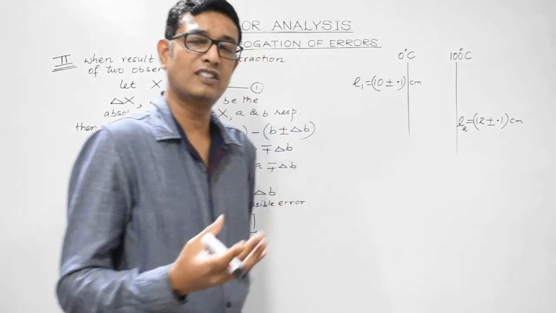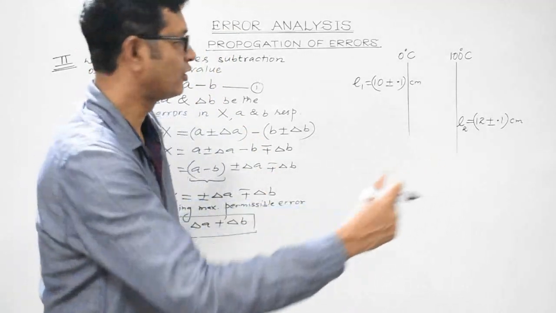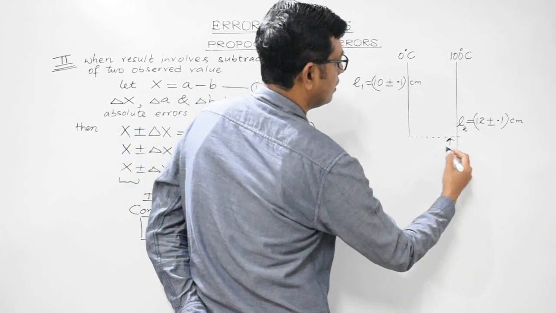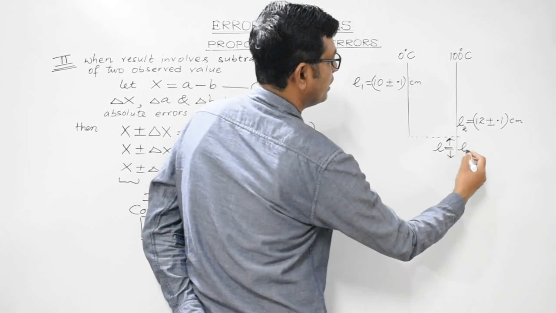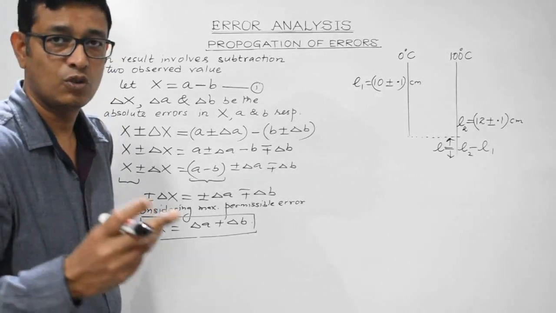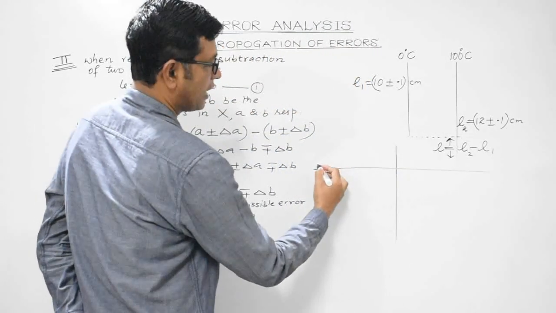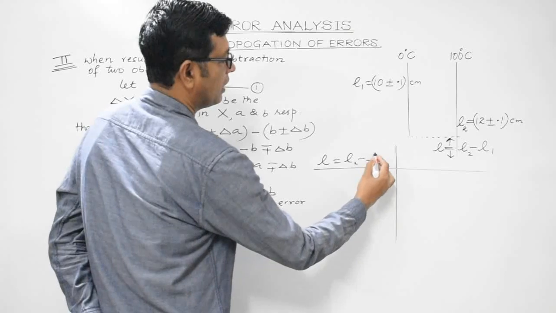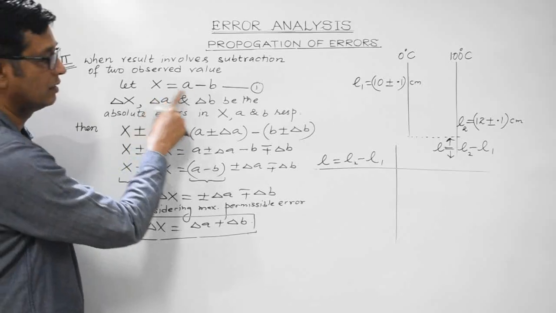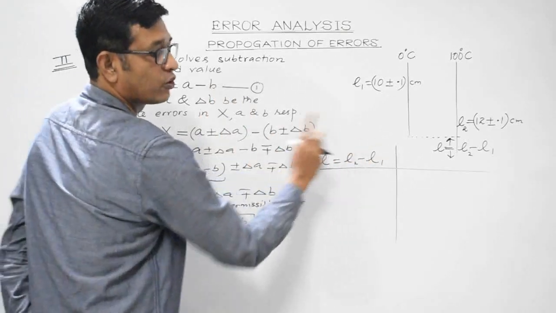And we need to express the result both in terms of absolute error as well as in terms of percentage error. Let's do it. So what would be the increase in the wire? This distance. This is suppose the increase in the length of the wire. It would be equal to L2 minus L1. Right? So, as I have told you in the previous case, we will divide into two parts. First, to deal with the actual value, L would be equal to L2 minus L1. Right? So, this is related to this particular topic. That is when the result involves the difference of two measured quantities.